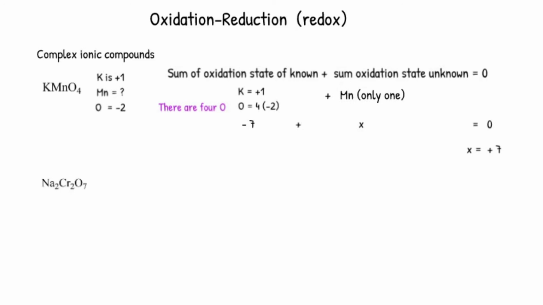Here is another example of Na2Cr2O7. This is called sodium dichromate. Sodium is a +1 oxidation state, oxygen is -2 oxidation state, and chromium is unknown. So known oxidation state, there are 2 sodiums times +1, and oxygen, there are 7 oxygens at -2 for a total of -12. There are 2 chromiums. We'll serve this as 2 times X. And so -12 plus 2X is equal to 0, X is equal to +6.